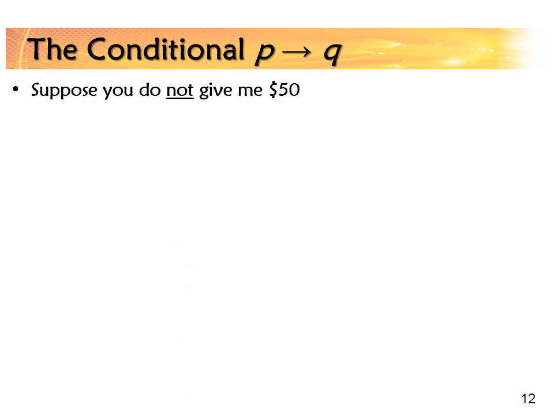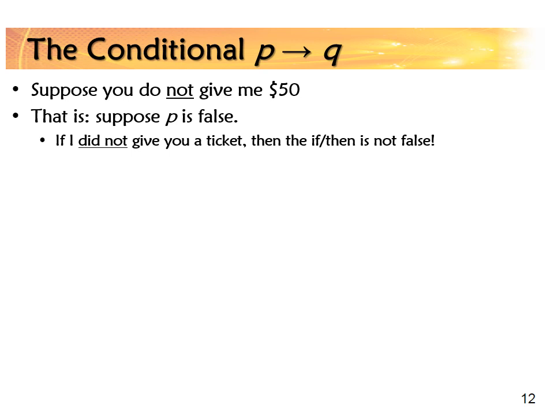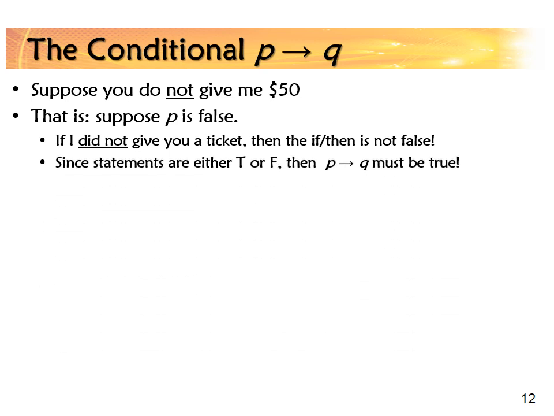Well, let's say that you do not give me $50. P is false. Okay? If I do not give you a ticket, then if-then is not false. When is the only time that an if-then statement is false? It's only false if the premise is true and the conclusion is false.